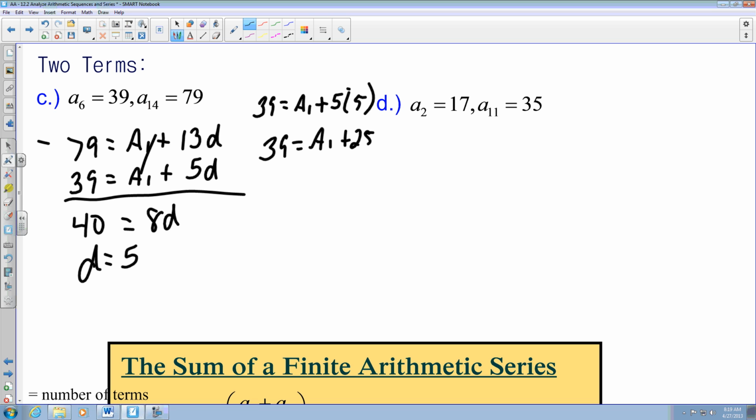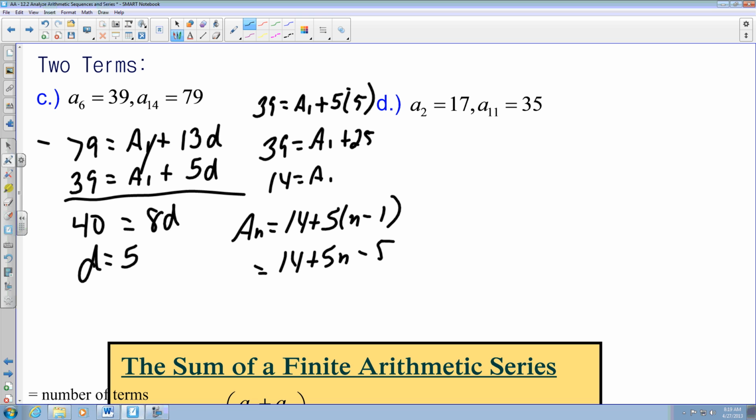39 minus 25 is going to give me 14 for my a sub 1. So I'm going to say a sub n in this case is going to equal 14, which is my new a sub 1, plus 5 times the n minus 1. And if I distribute my 5, I get 14 plus 5n minus 5. 14 minus 5 gives me 9. So my general equation could be 9 plus 5n. Okay?